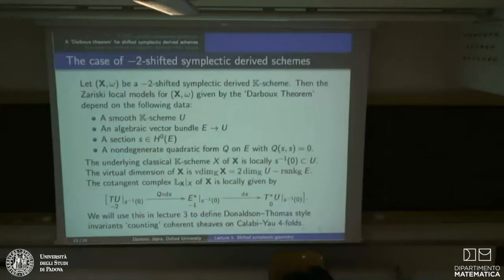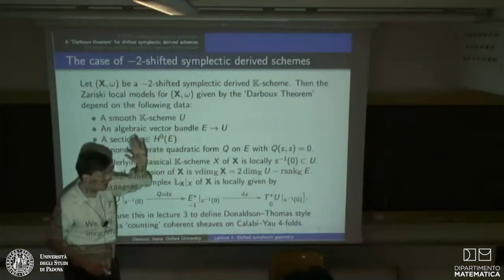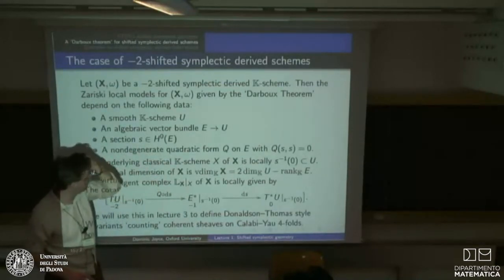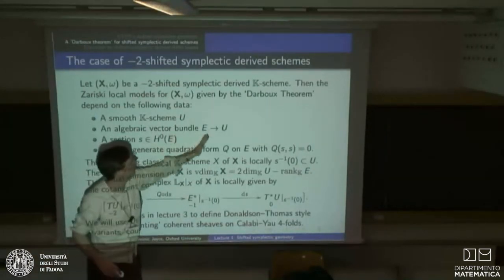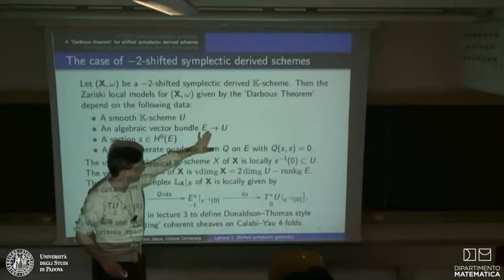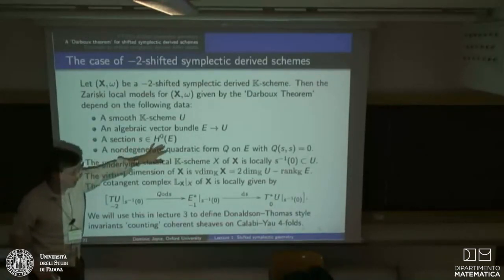Okay, so for minus two shifted symplectic, you can work out what our Darboux theorem tells us. And we get Zariski local models depending upon the following data. So firstly, a smooth K-scheme U. This is Spec of A0, the zeroth degree part in our graded algebra. Secondly, an algebraic vector bundle E over U. This is really the generators of the minus one dimensional graded part of our CDGA.